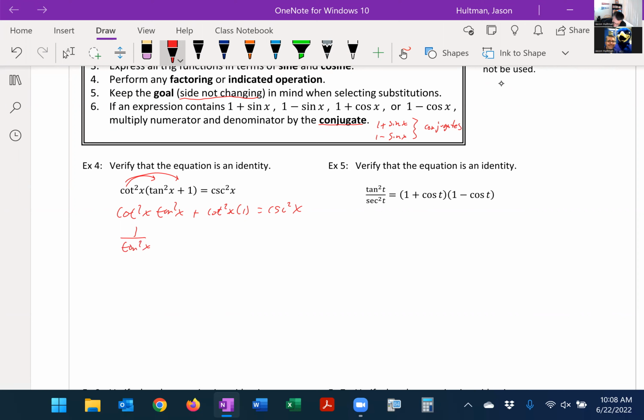I'm going to change that cotangent. And then this is tangent squared x plus cotangent squared x, does that equal cosecant squared x? Basically there's a question mark here. Are these going to be equal? If I multiply 1 over tangent squared x times tangent squared, those cancel. And this becomes 1 plus cotangent squared x equals cosecant squared x.